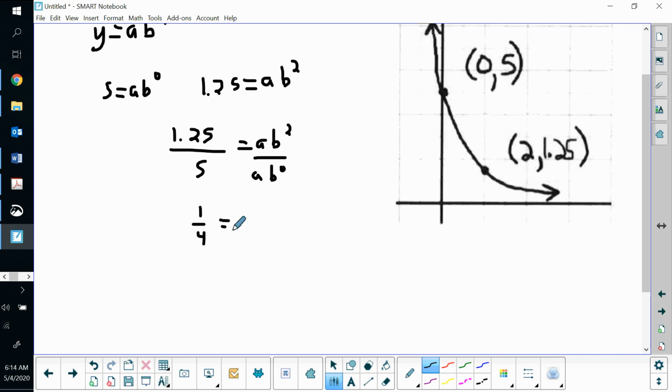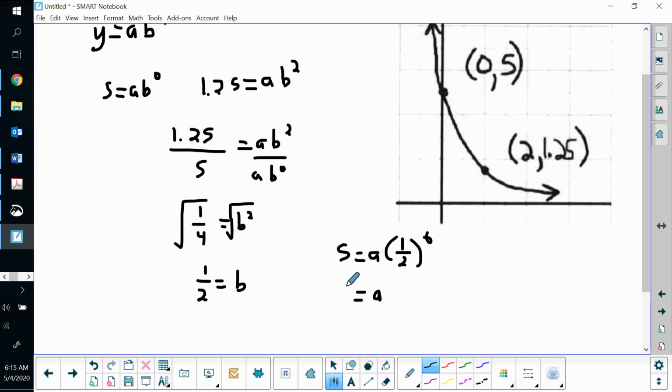On the right, the a's divide out. Subtract the exponents, we get b squared. We'll take the square root of both sides, and we get 1/2 is b. So then sub that back into one of the equations. If you've got something raised to the 0, that usually makes life easiest, because anything to the 0 is just 1. And then 1 times a would just give us a, so we get a equals 5. So our equation is y equals 5 times 1/2 to the x.